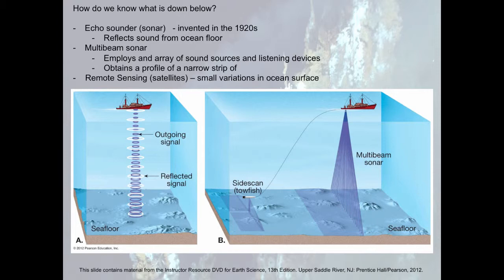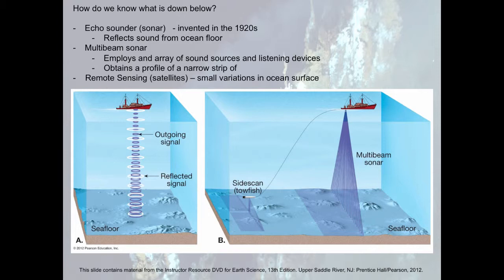The ship emits a sound signal which will travel through the water and reflect back when it hits the bottom. The travel time is dependent on things such as water density and water temperature, but as long as those two parameters are known, the travel time is indicative of the distance that it traveled. Multi-beam sonar is basically a fancier, more complex version of single-point sonar.